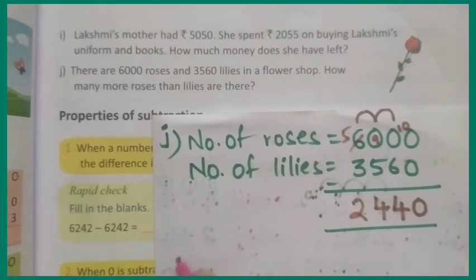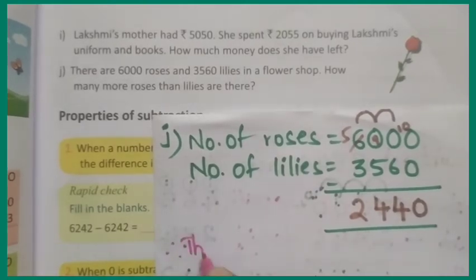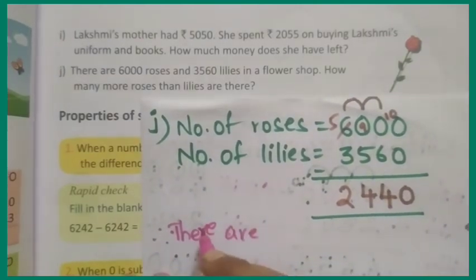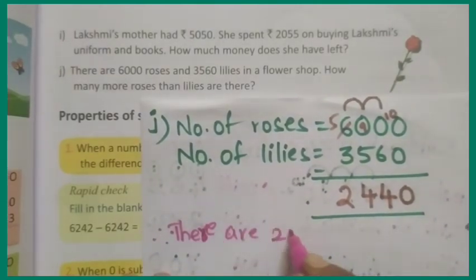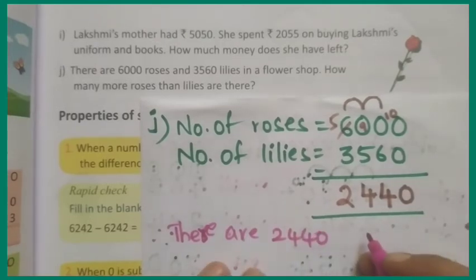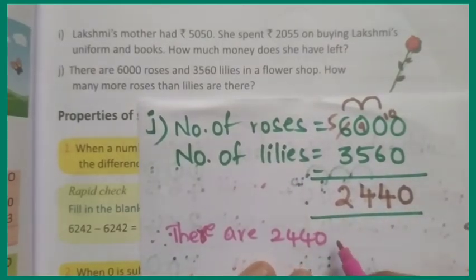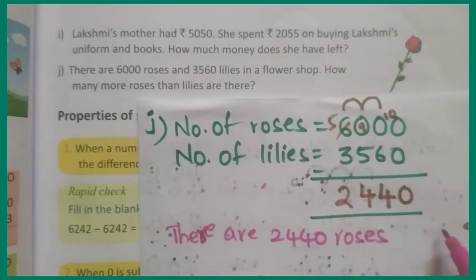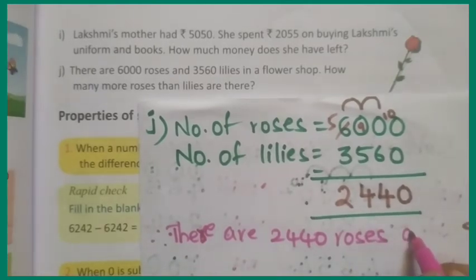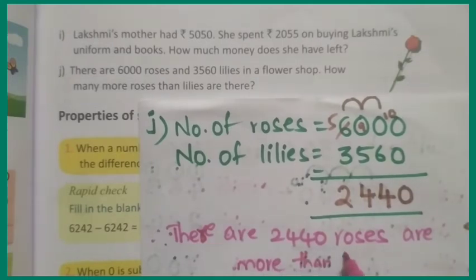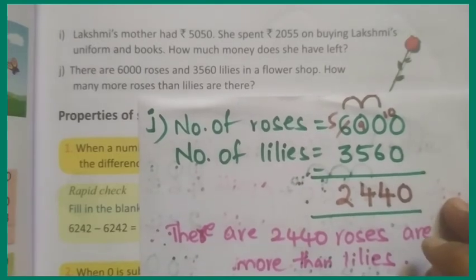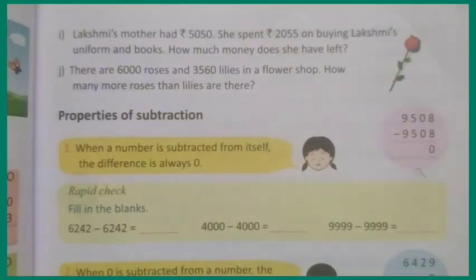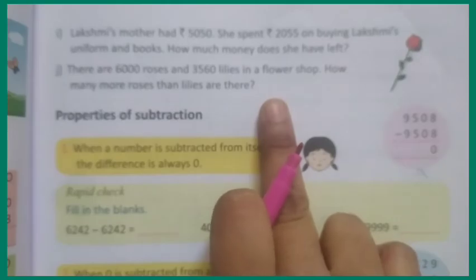Therefore 2440. We'll write here: there are 2440 roses more than lilies. This is J answer. Up to here, complete in your fair notes.